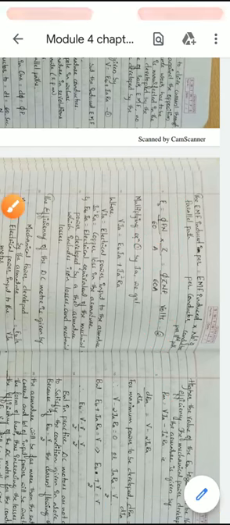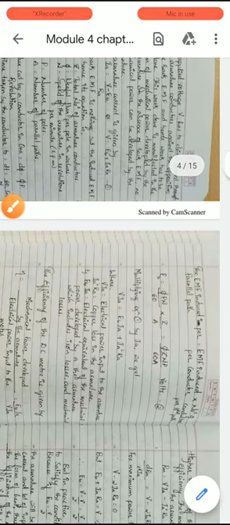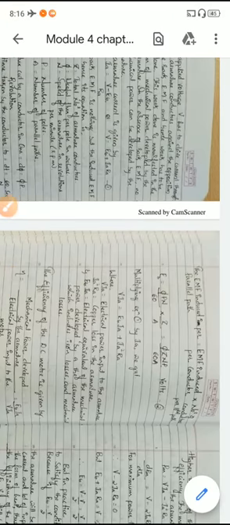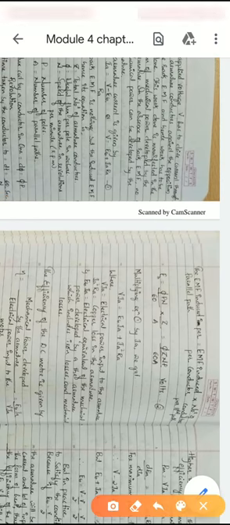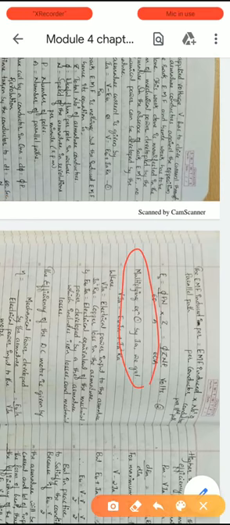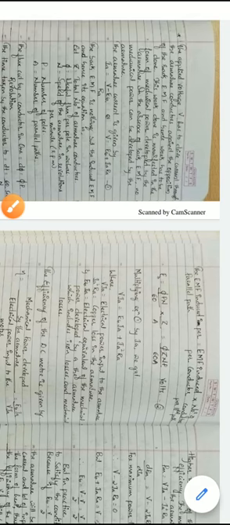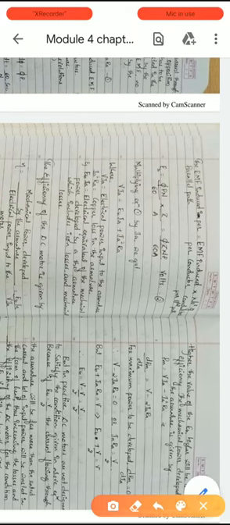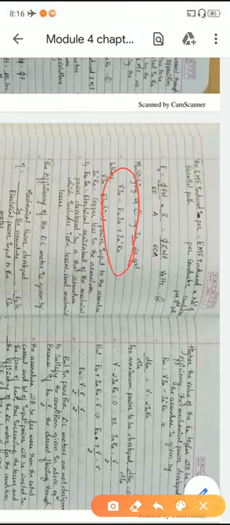Right? So now we will go for equation 1. V is equal to EB plus IA into RA. Multiply IA on both sides. What I will get? V into IA is equal to EB into IA plus IA square into RA. So what is V into I?